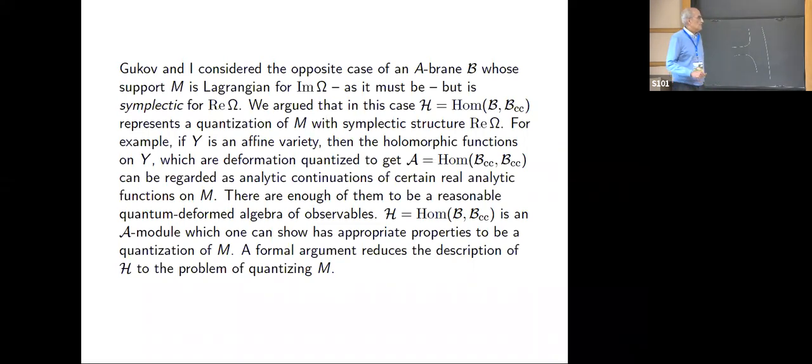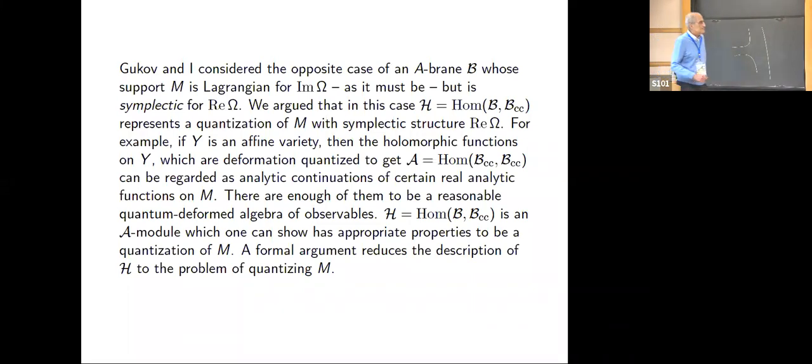And so, for example, if Y is actually an affine variety, then you can show that holomorphic functions on Y, which were deformation quantized in the previous picture, act on this quantum Hilbert space with appropriate properties so that you can think of it as quantization of certain functions on M.